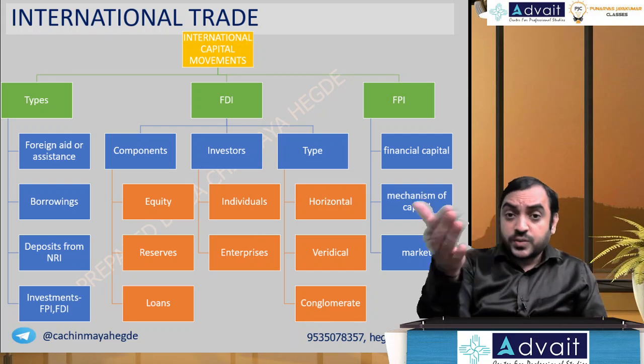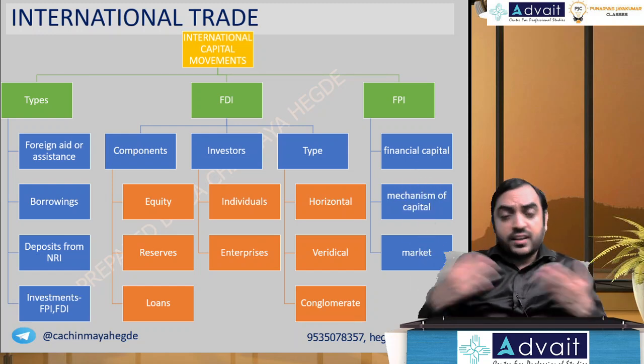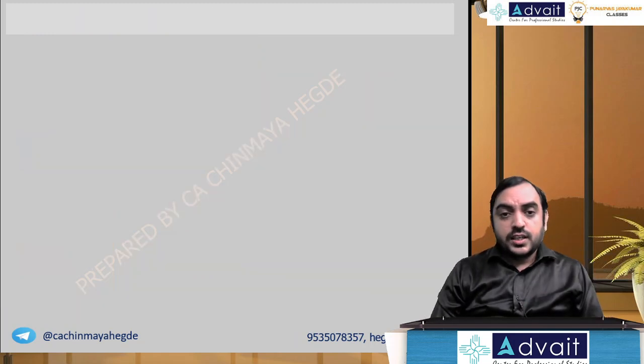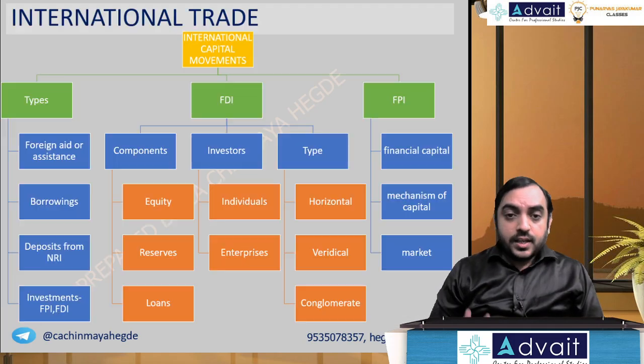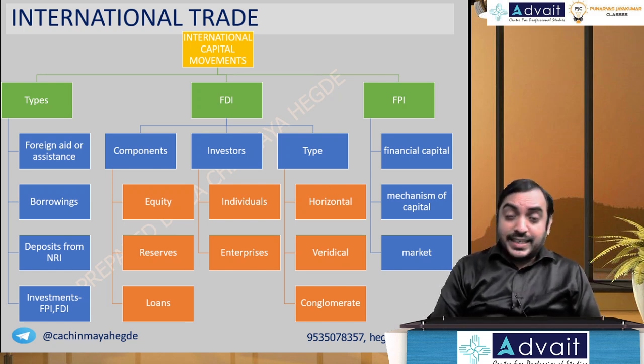Technology also comes. So when Microsoft comes to India, their payroll software, their internal software, everything comes to India as well. So we have that advantage in FDI. Okay, so this is what international trade is all about.